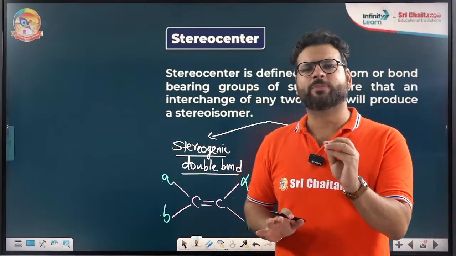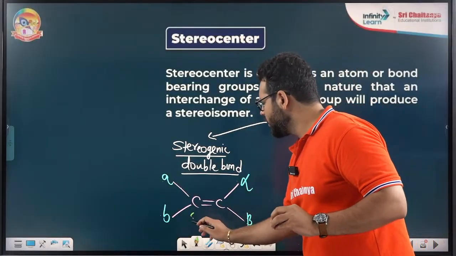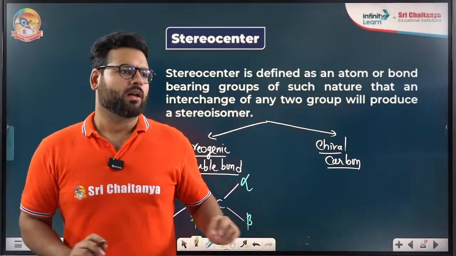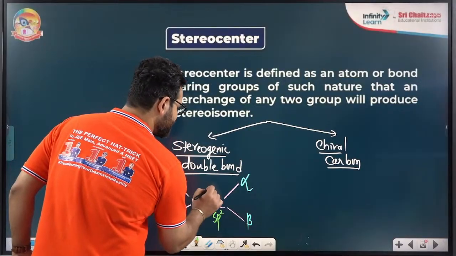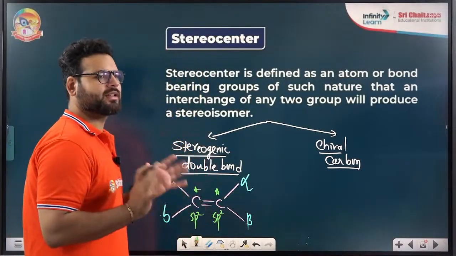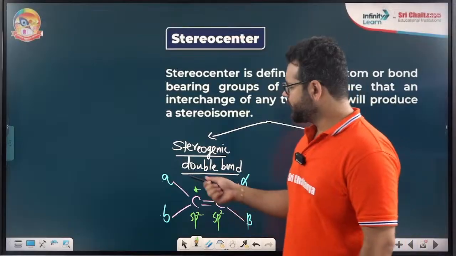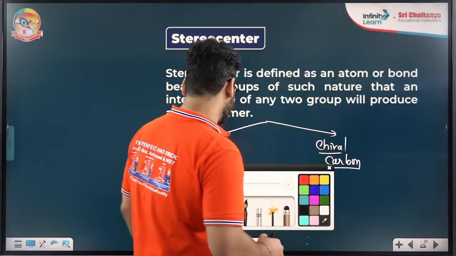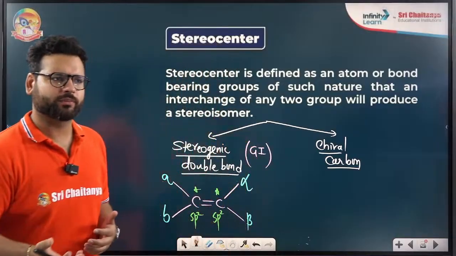On each sp2 carbon, if both the groups are different, here also both different, here also both different, then this becomes a stereo center. This whole thing is a stereo center. Then GI will start occurring. If these two groups become same, no GI, no stereo center. So to produce GI, you need a stereogenic double bond. So it's a geometrical isomerism producer.